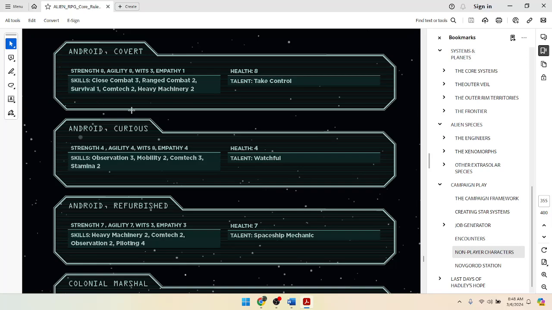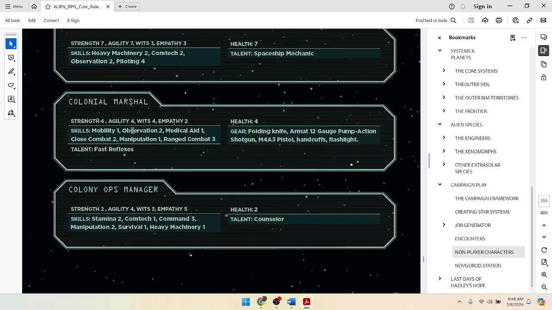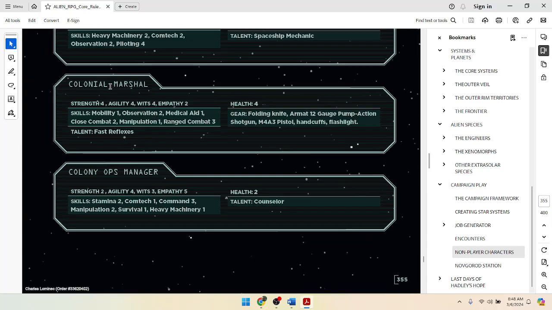Androids, I'm going to bypass those for now. Colonial marshals, those are kind of like the cops. They go looking for fugitives and such. Since we're not on a prison planet or anything, we may not have a colonial marshal. Now, it could be feasible because a player character may decide, I'm going to be a colonial marshal. It could be that there is a marshal's office at this station. He's stationed here because of its location.